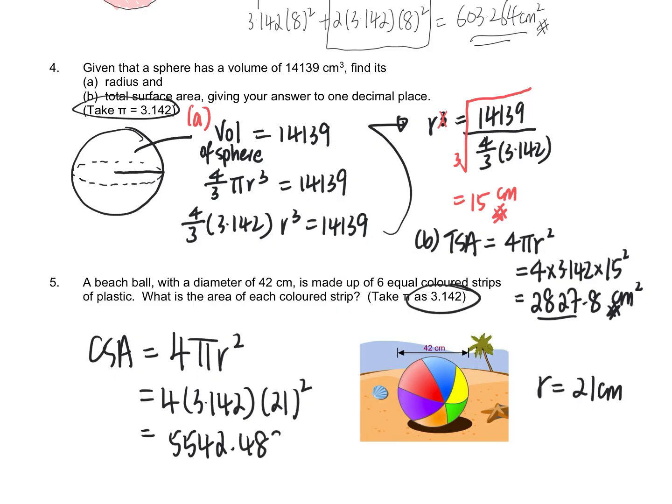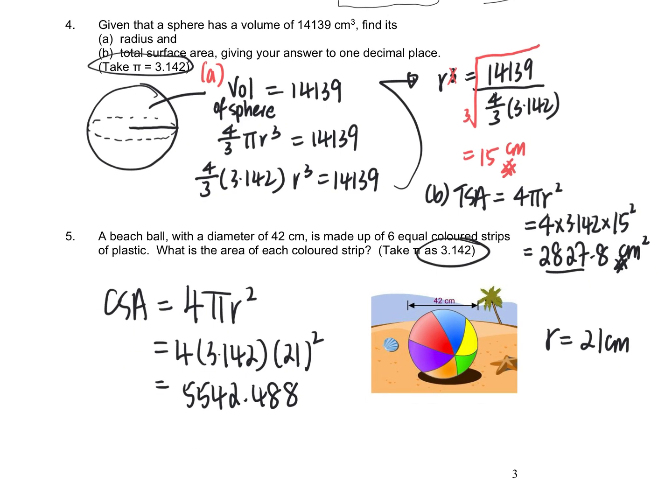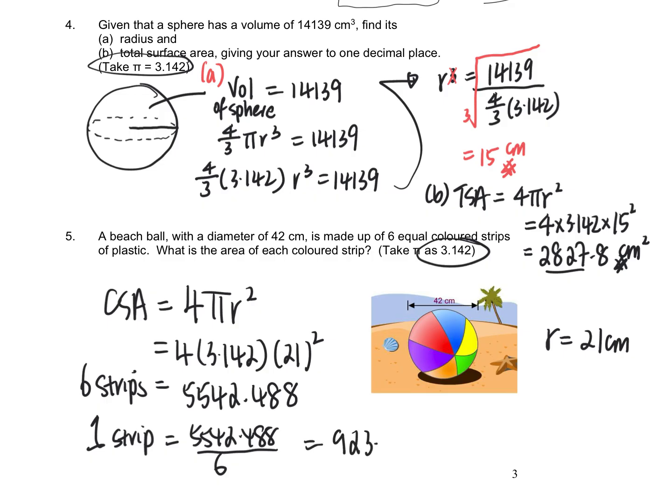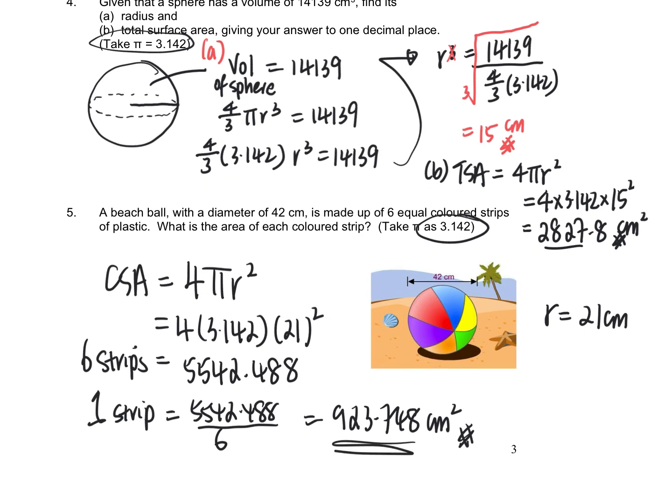But they say actually, this area is divided into 6 equal strips. So this is for 6 strips. So to find one strip, just divide this thing by 6. So 923.748. Okay, leave it as this. Just like that.